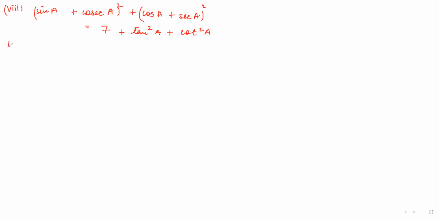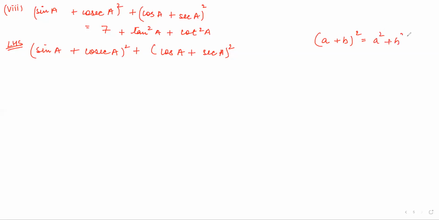So let us take the LHS. Let us solve my LHS. My LHS is this: (sin A + cosec A) whole square plus (cos A + sec A) whole square, right? Now this is the (A + B) whole square formula. Now what is the formula? A plus B whole square. What is the identity? A square plus B square plus 2AB. Very good. So I'm going to expand it like this.